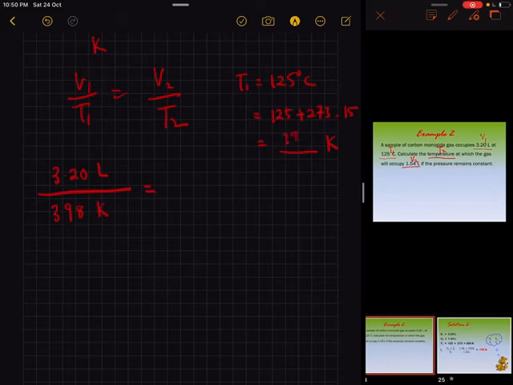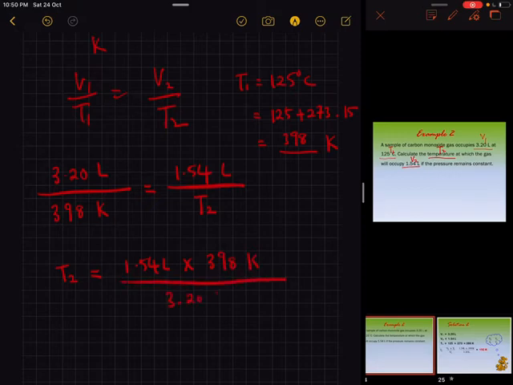Okay, which is from here. And then V2 from the question is 1.54 liter, and you want to find T2. Okay, so rearrange the formula. So you will get T2 equals to 1.54 liter times 398 Kelvin over 3.20 liter. So this liter you can cancel. Okay, so T2 you will get 192 Kelvin. Okay, so please calculate once again during your self-study later.